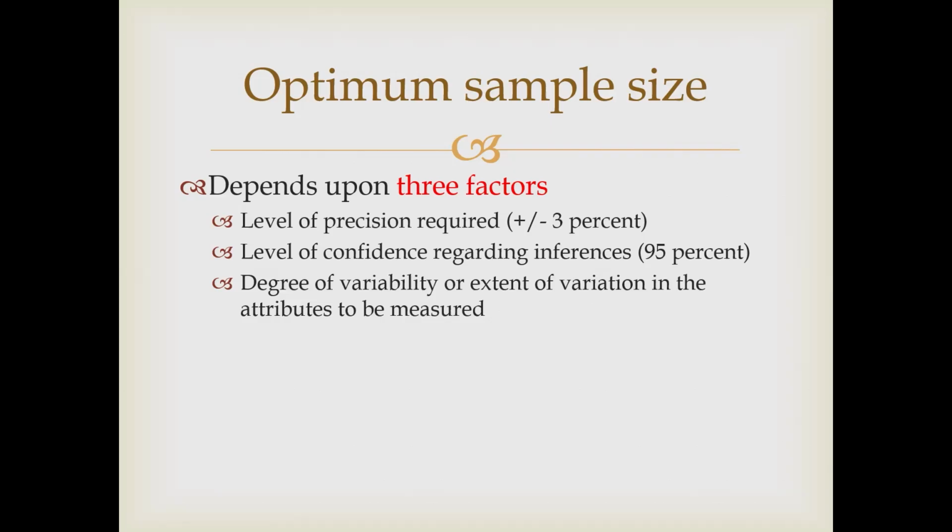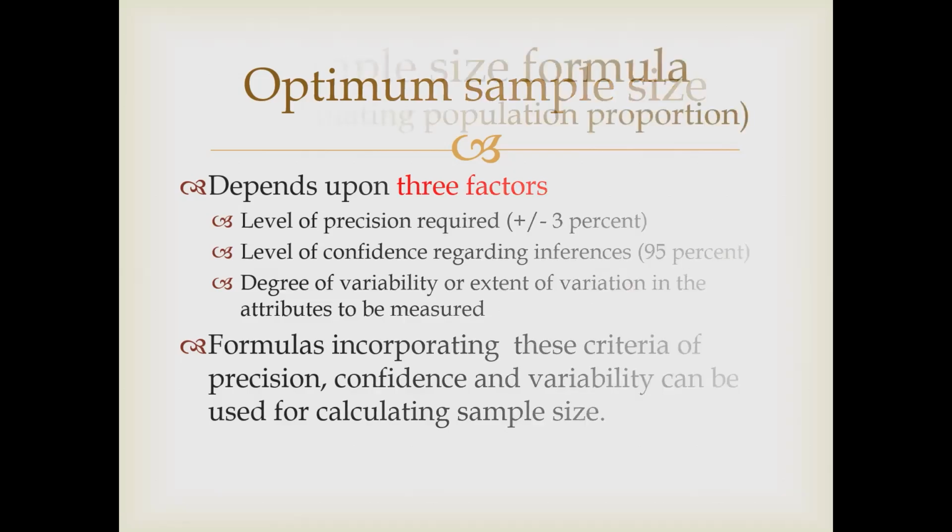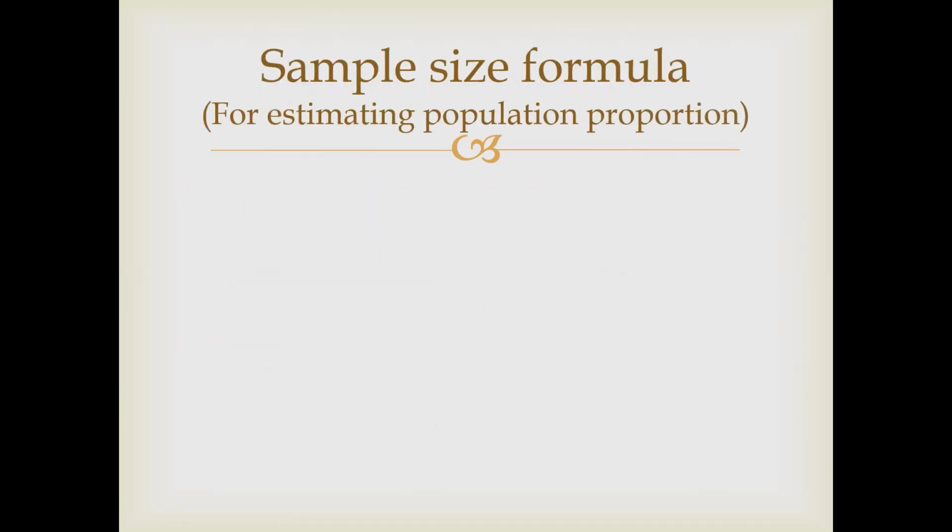another important point. So if there is only small variation, a small sample size is enough. Okay. So these three factors are taken into consideration for determining the optimum sample size. There are formulas incorporating these criteria of precision, confidence, and variability for calculating sample size, and we are going to see those formulas. Sample size formula for estimating population proportion, population values, and so on.